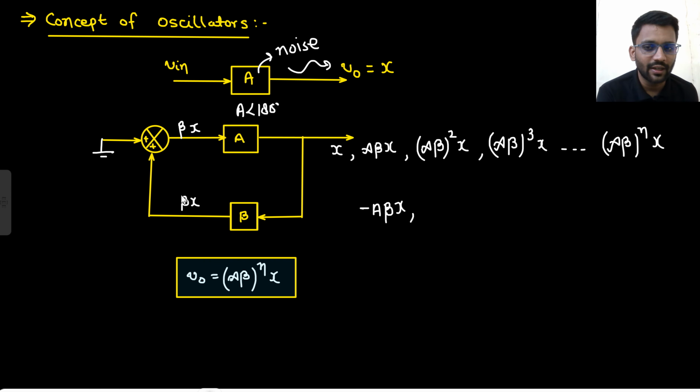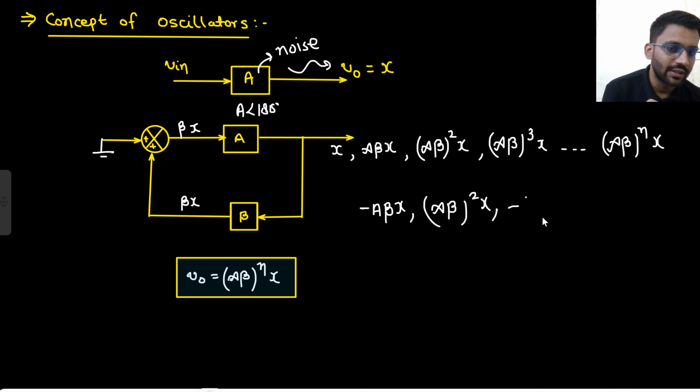Minus A beta x will go here. It will be multiplied with beta. Now this will be multiplied with again minus A. So in the next cycle, you will have A beta square x. And then again you will go, again it will be multiplied with minus A. So in the next cycle, you will have minus A beta cube x.